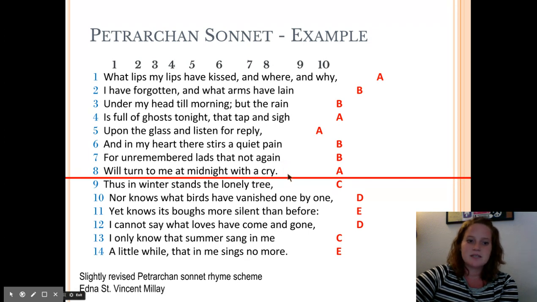This line between 8 and 9 indicates the volta. So this is where we're turning from the author talking about all the loves that she's known and reminiscing about those loves, to here where she's resolving that. She's coming to grips with the fact that she might be alone, that she's not experiencing the love in the same way. We know that that shift happens not just from the content, but also from the structure of the poem.